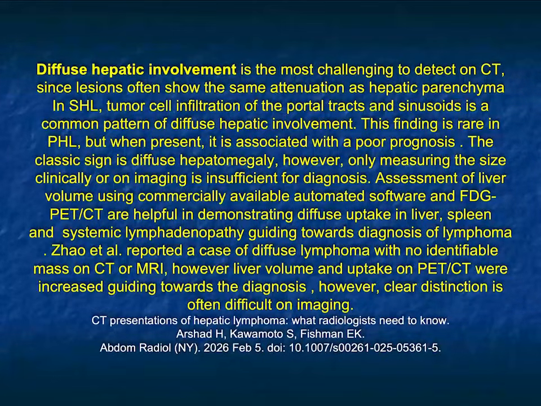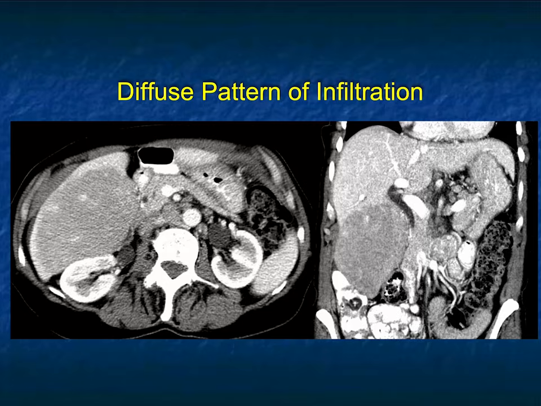Now, diffuse hepatic involvement is the most challenging to detect on CT, and we know that in general, when you have solitary masses or multiple masses, we're pretty good. Infiltration sometimes is hard to tell from parenchymal liver disease or congestive changes. Diffuse hepatomegaly, there are so many causes for that. So again, something to keep in mind, which can be somewhat tricky.